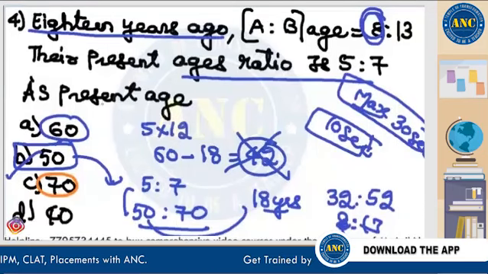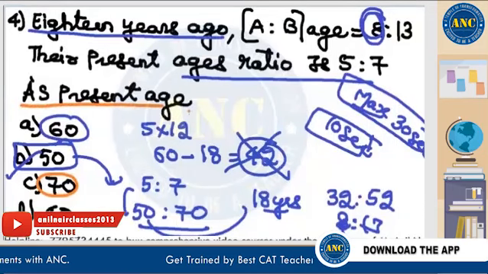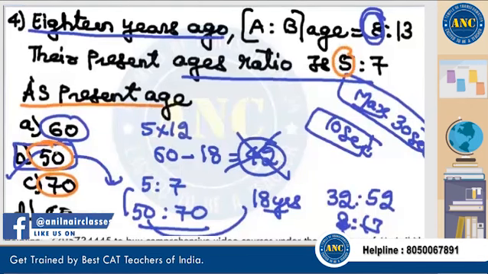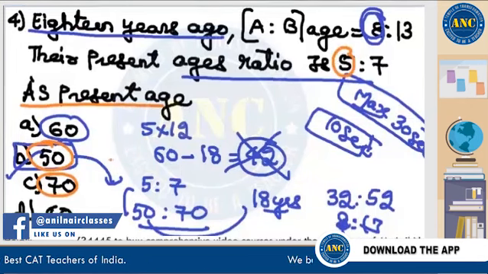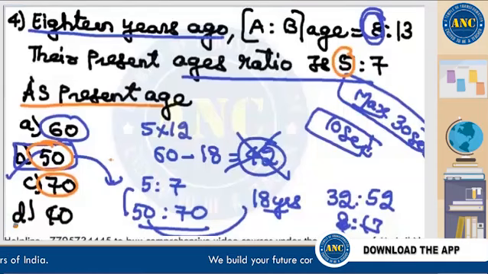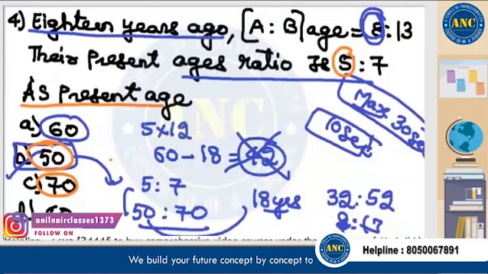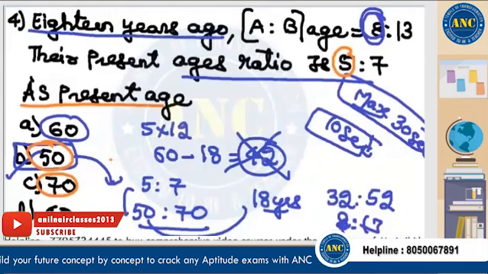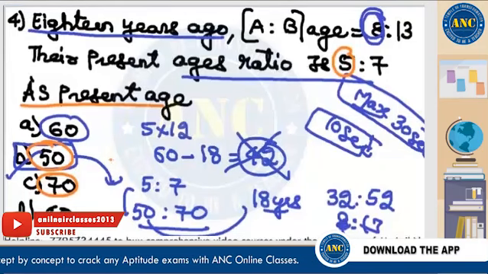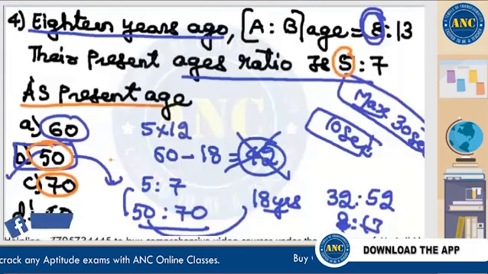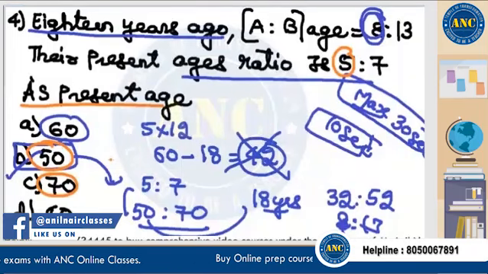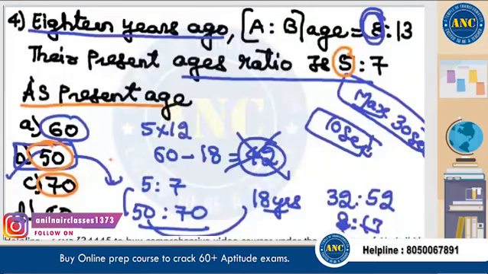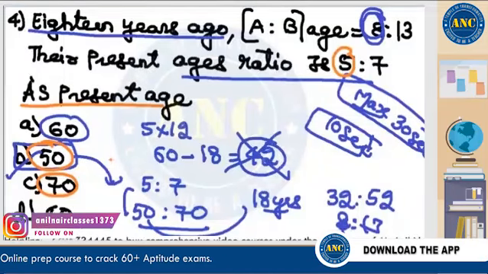If I take 50, 5 tens are 50. Current age is 50. 18 years ago it will become 50 minus 18, which is 32. 32 is divisible by 8. So the answer is 50. I hope it is clear.